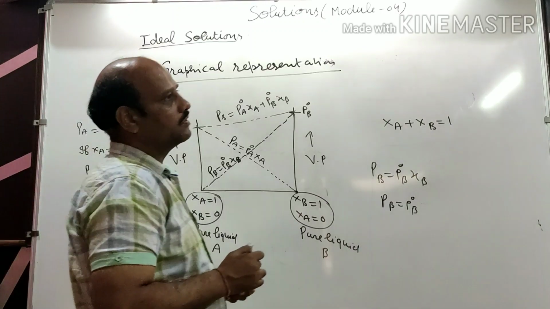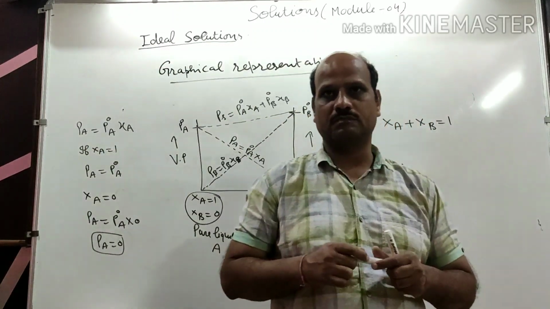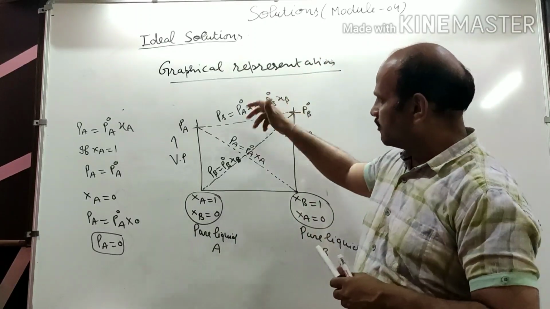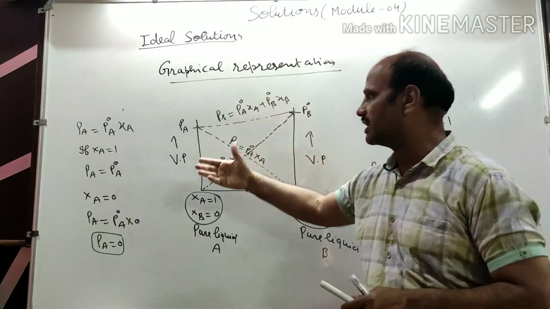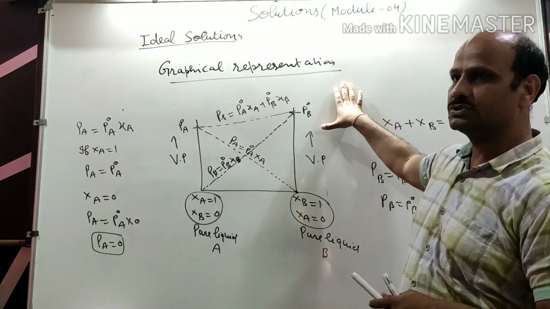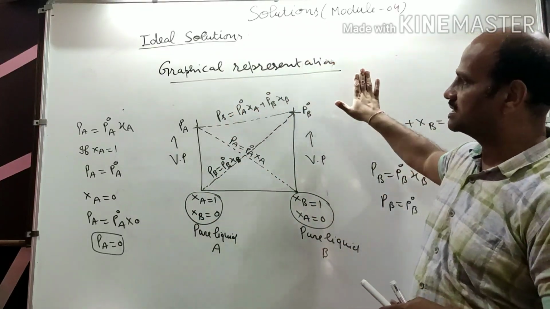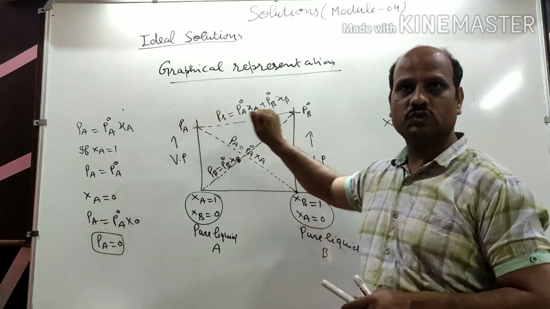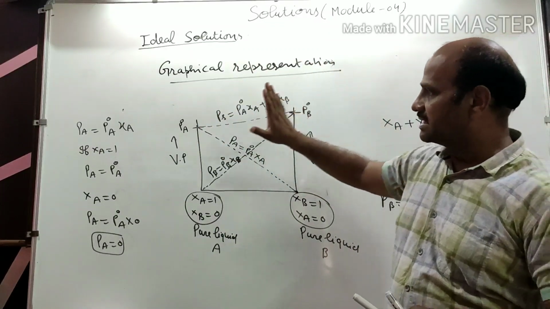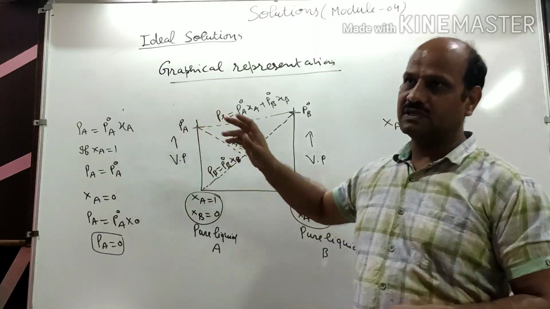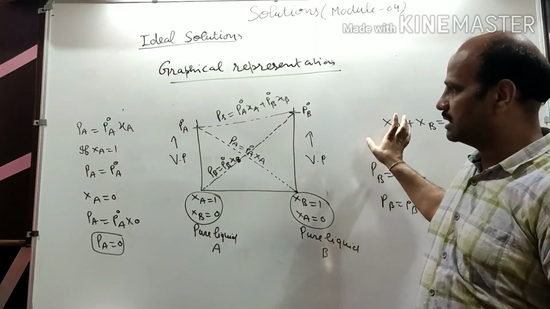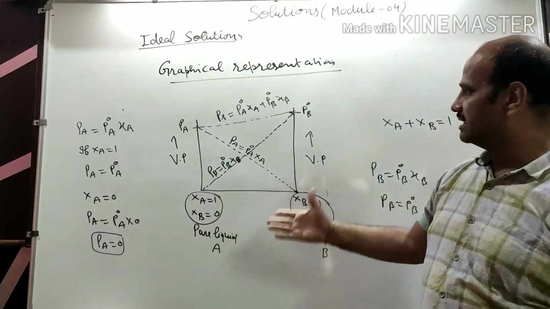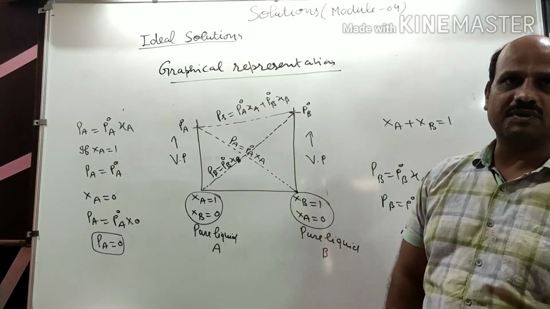So far I have covered ideal solution. First I revise it. Ideal solution obeys Raoult's law. Delta V mixing is 0, delta H mixing is 0, and interactions are the same in the pure components as well as components of solution. After that I discussed examples, and this is the graphical representation.